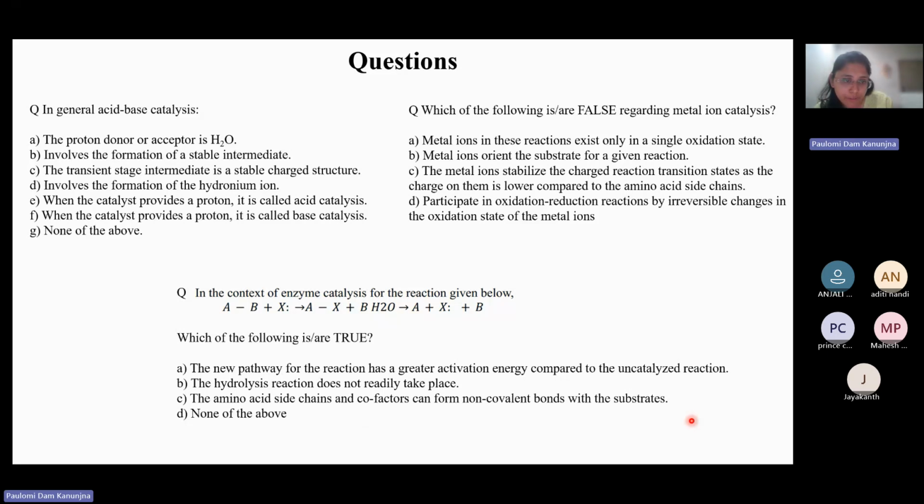Question 1, D and F. Okay. Question 2, A and C. A and C are false. Do take care that the second one says false statements, the first one says true statements, and the third one also says true statements.